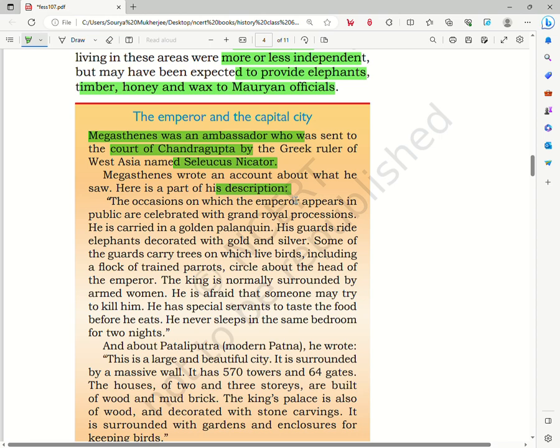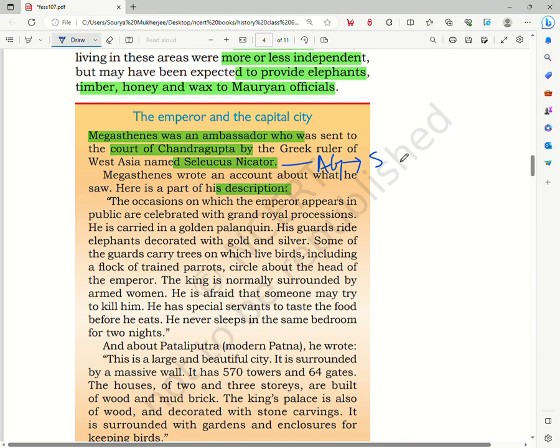Seleucus Nicator was one of the generals of Alexander the Great. After the death of Alexander the Great, these generals became sort of independent rulers who carved out their own provinces throughout the empire of Alexander the Great. Seleucus Nicator founded the Seleucid dynasty, which was primarily ruling in Iran, Iraq, West Asia, and all these areas. They had their main foothold there.